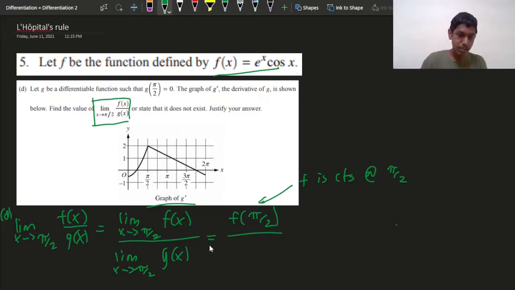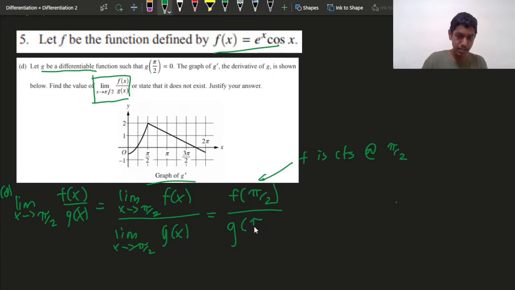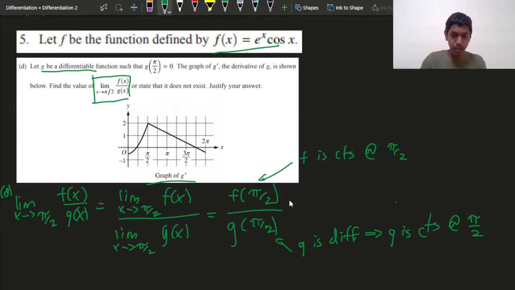And likewise, g is differentiable, which implies that g is also continuous, right? In order to be differentiable, you have to be continuous at pi over 2. And also everywhere, but pi over 2 is what matters. So let's try then.